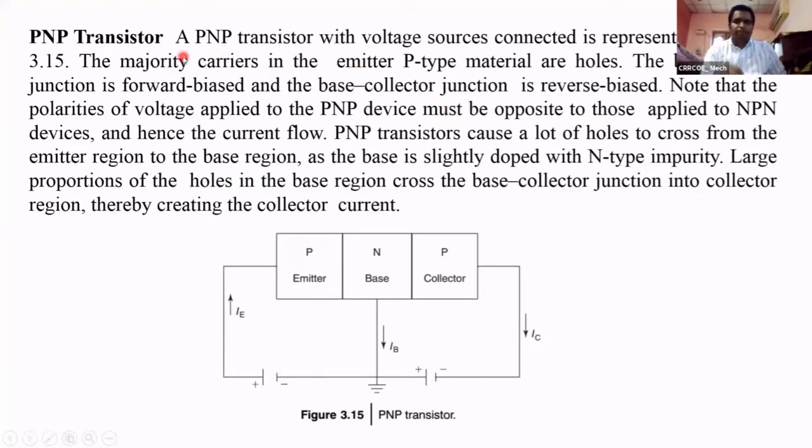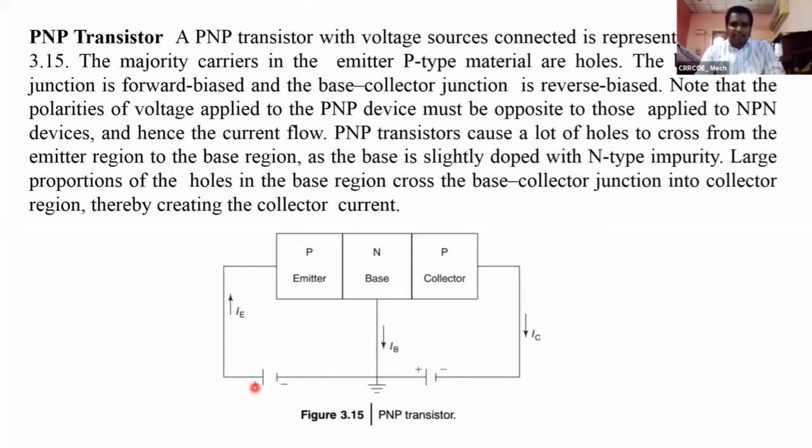The working of the PNP transistor is also similar to the NPN transistor, but here the majority carriers are holes, because the emitter and collector are made of P type semiconductor. The difference between the NPN and PNP transistor is the polarities, the direction in which the battery is connected to the emitter and collector. Here the battery is reversed when compared with the NPN transistor.